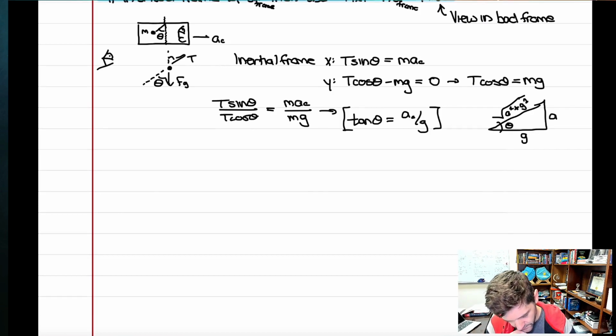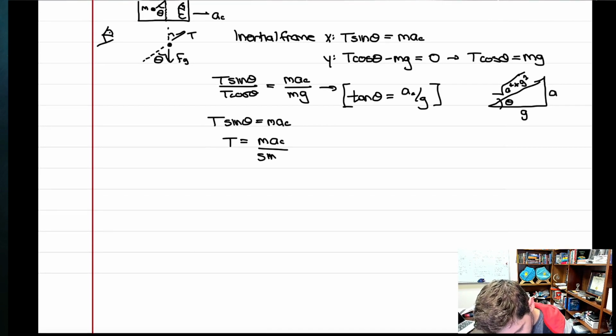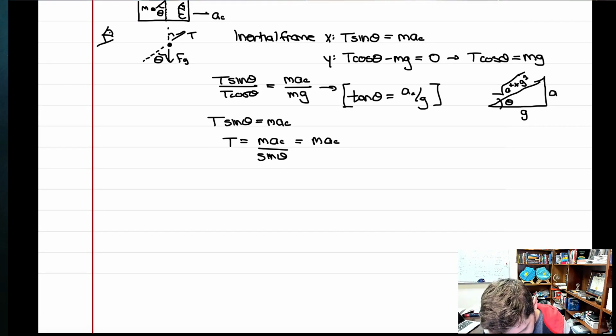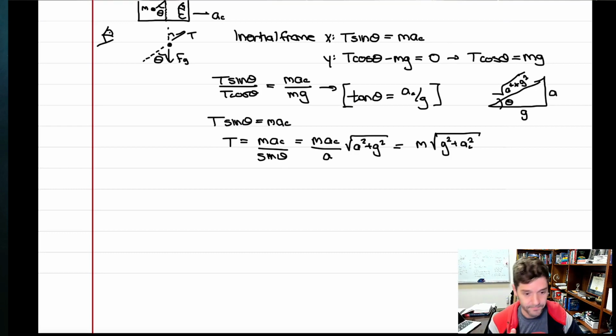So if I want to solve for the tension, I might use the top expression where T sine theta equals m a_car, so T equals m a_car divided by sine of theta. But sine of theta, going back to that triangle, SOHCAHTOA, is opposite over hypotenuse. So it looks like the tension is given by m times the square root of g squared plus the acceleration of the car squared.